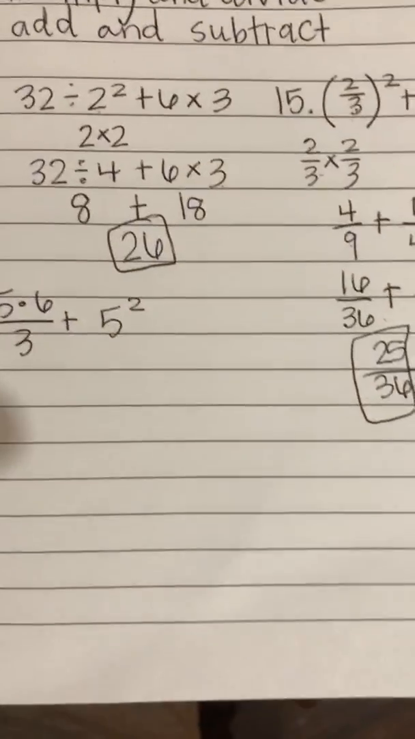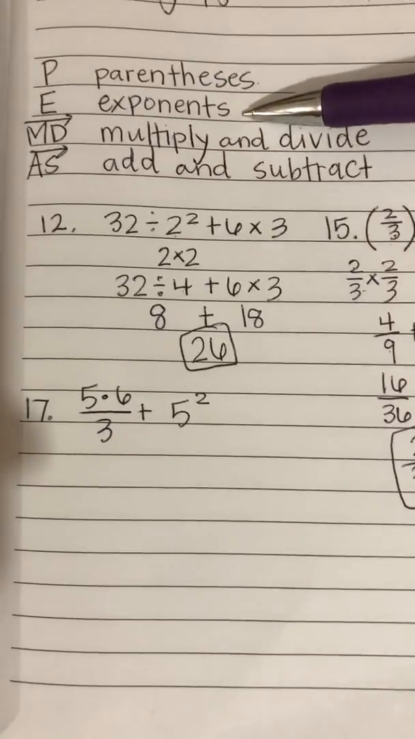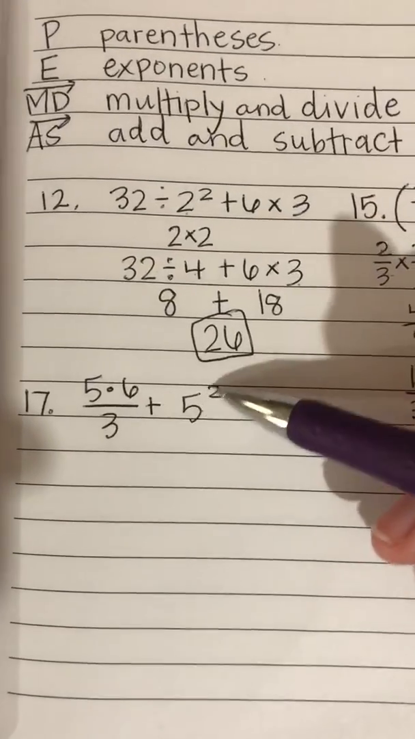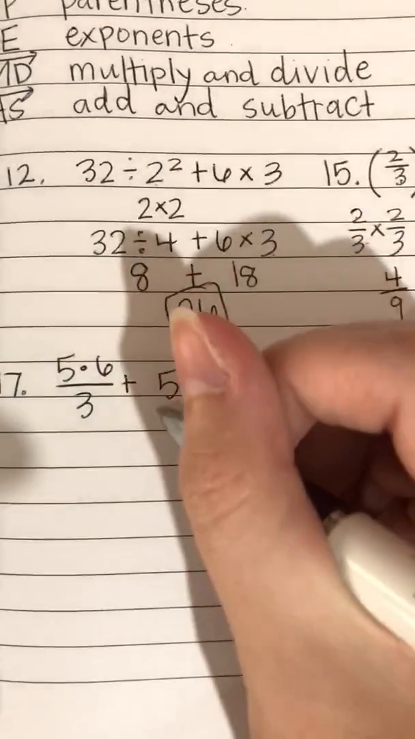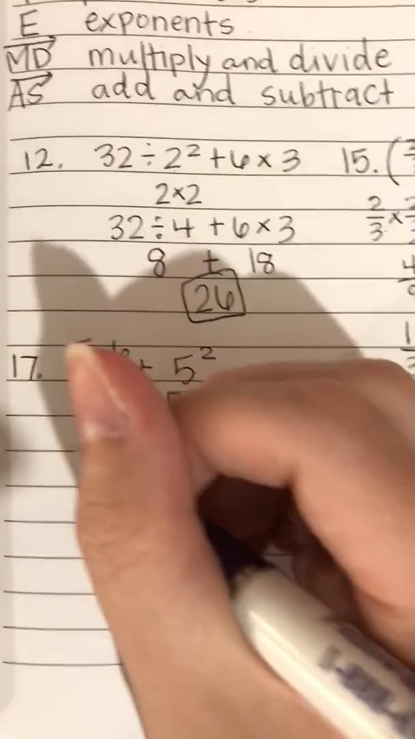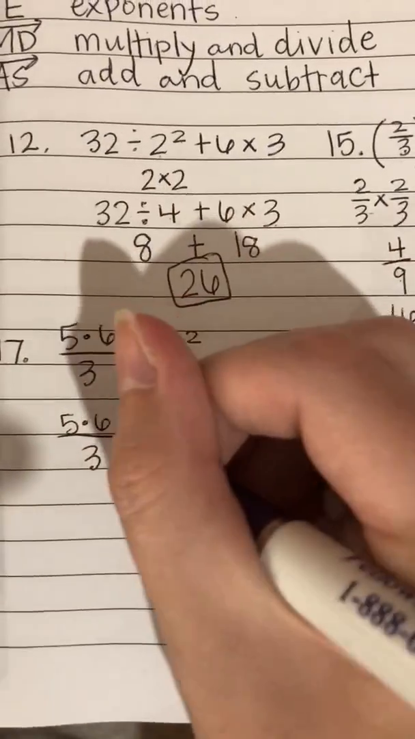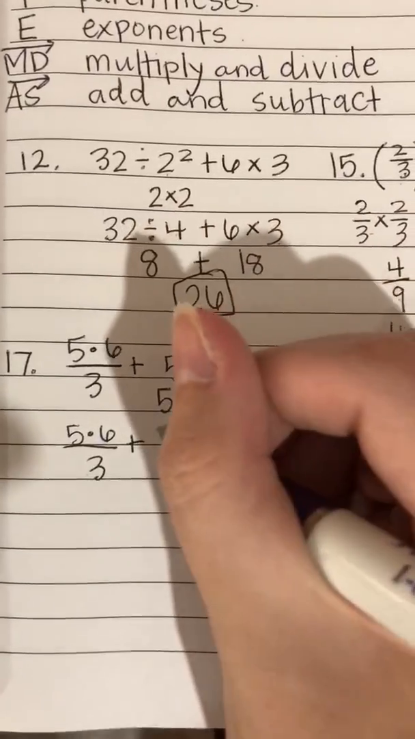All right, the first thing I'm gonna do, no parentheses, so I check for exponents. Well, I have an exponent right here. That means I write 5 two times and I multiply. So I have 5 times 6 over 3 plus 5 times 5 is 25.